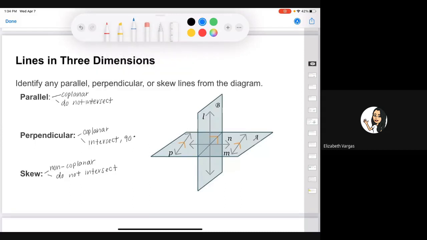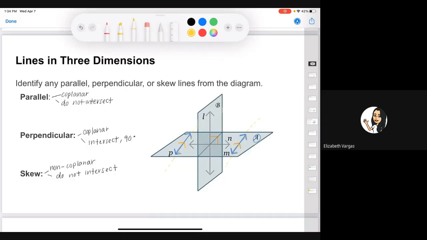So the first one, parallel lines? Well, the parallel lines that I can identify in this diagram are P and M. These lines are parallel because they are on the same plane, plane A, and because they never intersect. And we know this because of this symbol right here, which tells us that those lines can extend infinitely in both directions, but they'll never intersect each other.